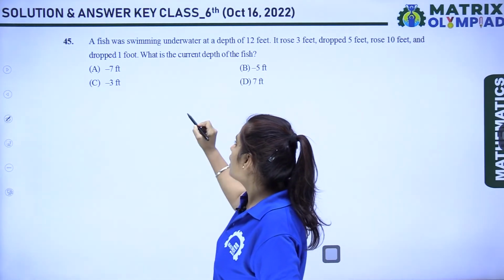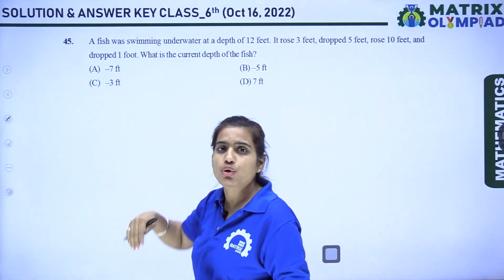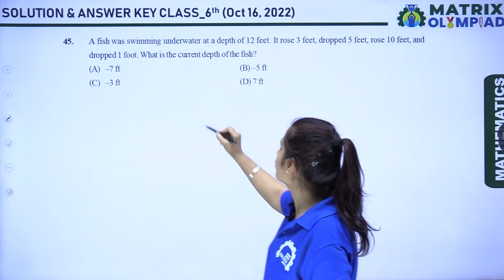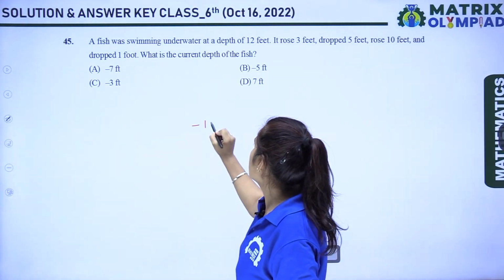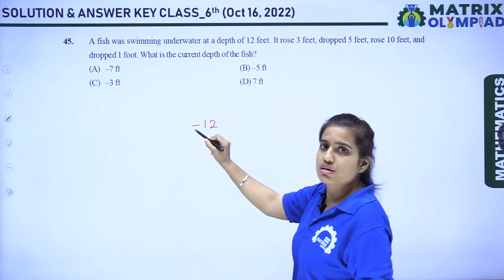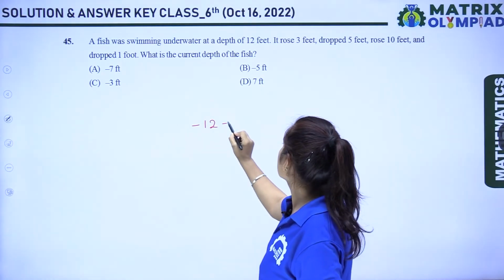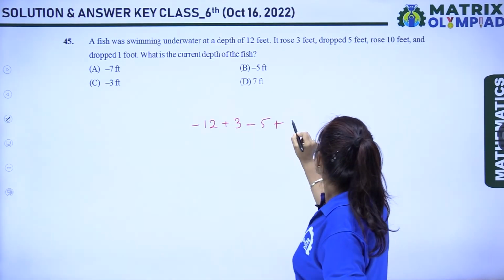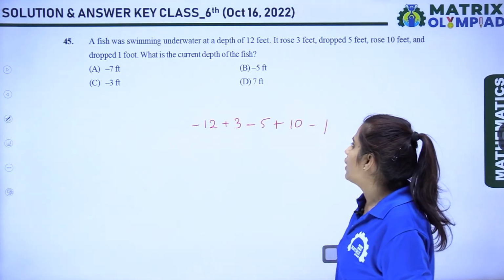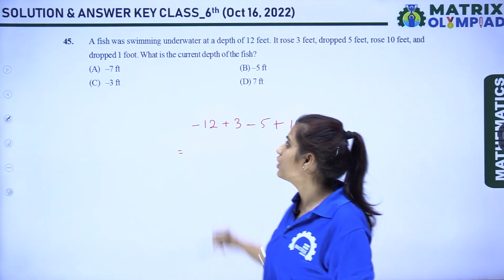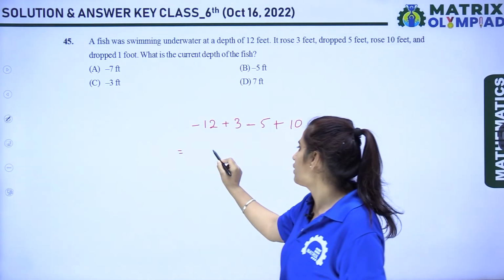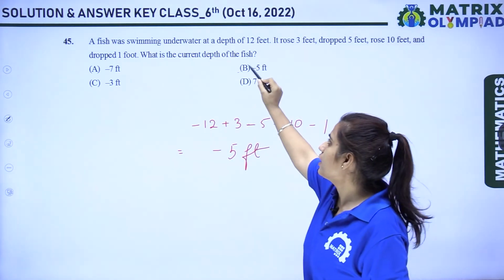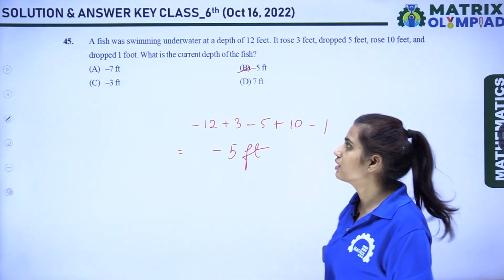Now, here we are going to take the below part as a negative sign and the rose part as a positive sign. So, according to the question, the depth is 12 feet. So, we write like this, minus 12, then rose by 3, positive 3, dropped by 5, rose by 10 and dropped by 1. So, after calculating this, we get the answer negative 5 feet. So, according to the options, we can say that option B is the correct answer.